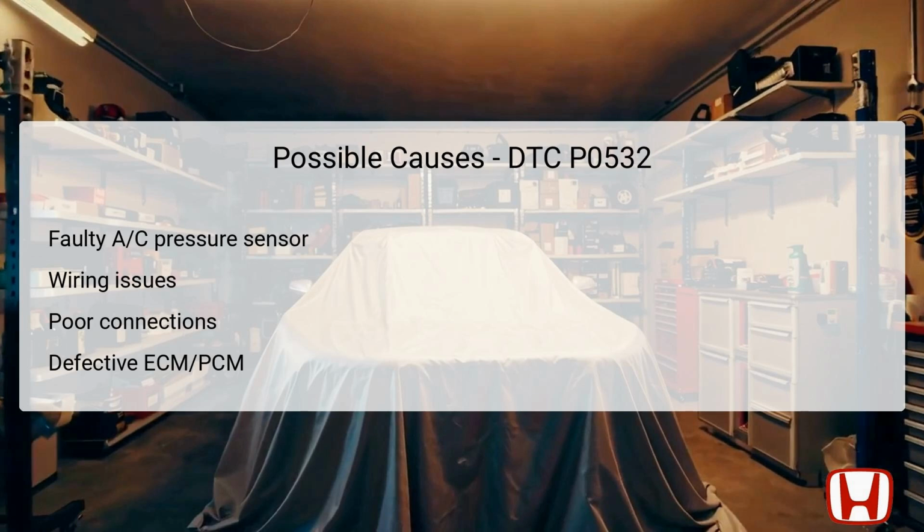Wiring issues, such as frayed or damaged wires, can create interruptions in the circuit, leading to a failure in voltage transmission. Poor connections at the AC pressure sensor or ECM/PCM can also contribute to low voltage conditions. Corrosion or loose terminals can hinder proper electrical flow. Lastly, a defective ECM or PCM, although less common, can misinterpret the signals sent by the AC pressure sensor, yielding erroneous results. Elimination of these possible causes involves systematic checks of each component.